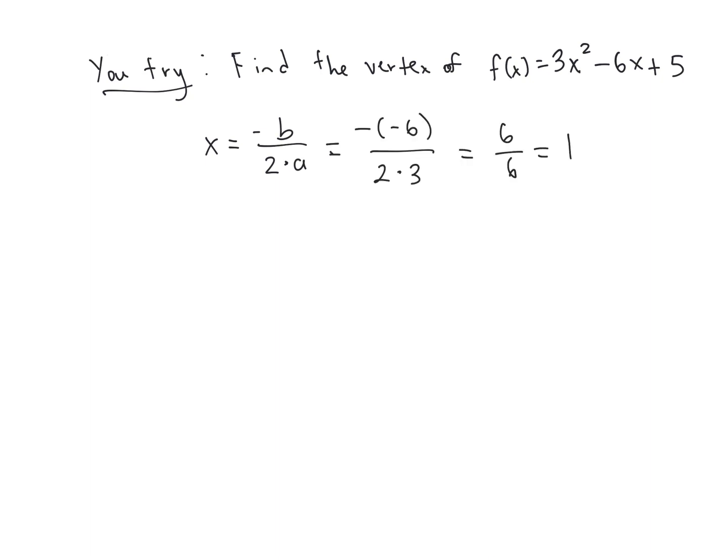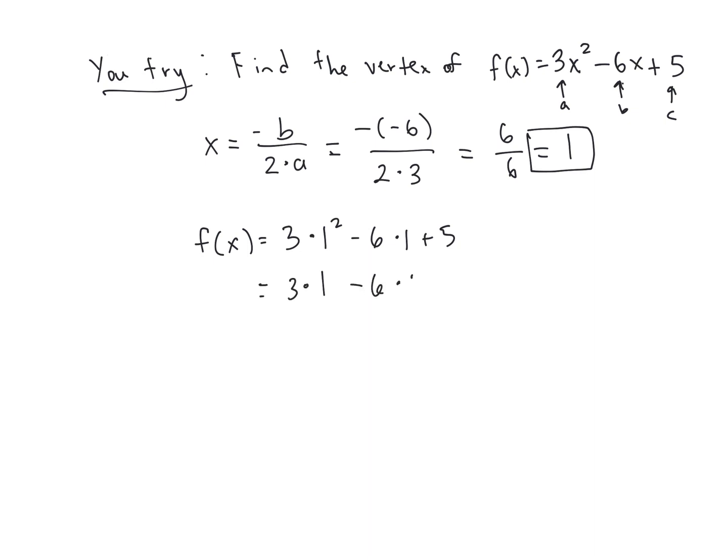So just looking at the x coordinate of that vertex, we took negative 6 divided by 2 times 3. Again, my a would be 3, my b would be negative 6, my c would be 5. So my x coordinate is going to be 1. Then I can plug that back in to find the y coordinate. So plugging that back in, 1 squared is just 1. 3 times 1, and then 6 times 1 is 6, so 3 minus 6 plus 5. 3 minus 6 is a negative 3, plus 5 is a positive 2.